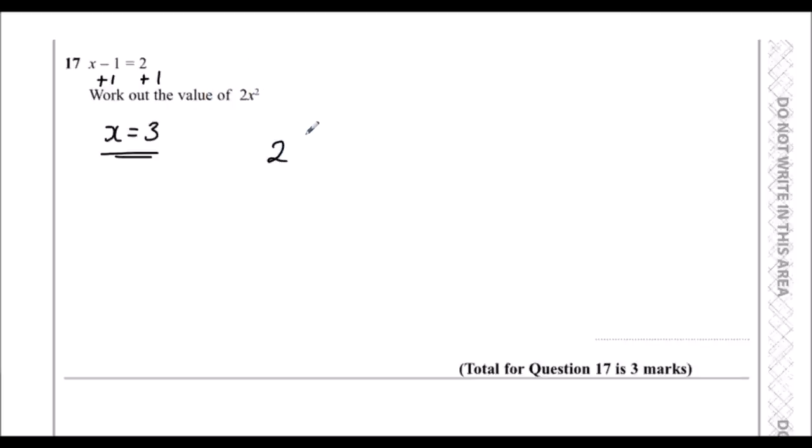That's 2 times 3 squared. We do the indices first, and then we do multiplication. We have to follow the right order of operations. The indices are done first. So 3 squared is 9. So we've got 2 times 9, and that is 18.